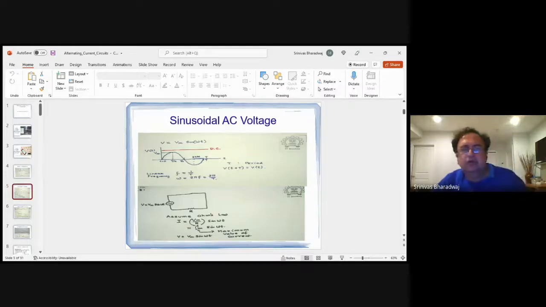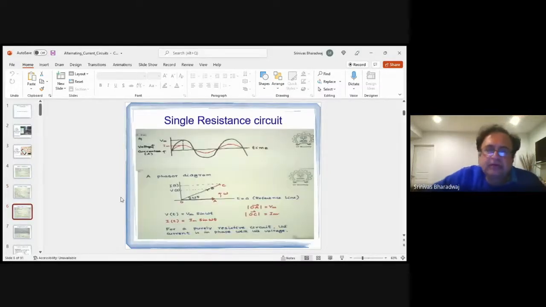This is sine, this is also sine. So we say that these two are in phase. So if you have a single resistance circuit, they stay in phase. Okay. So if this is V, this will be I, right? This is a sine, that's also a sine. It's just a ratio, right?